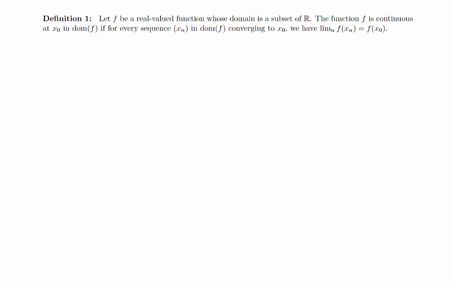Definition 1. Let f be a real-valued function whose domain is a subset of R. The function f is continuous at x0 in the domain of f if for every sequence x sub n in the domain of f converging to x0, we have the limit of f of x sub n equals f of x0. To keep things simple, we will assume that the domain of f is just the real line.